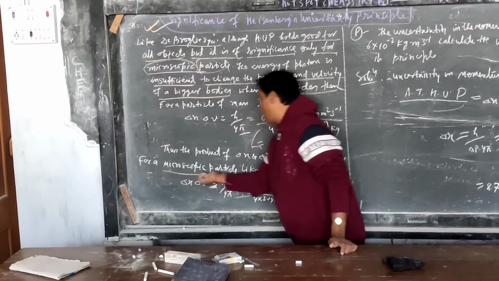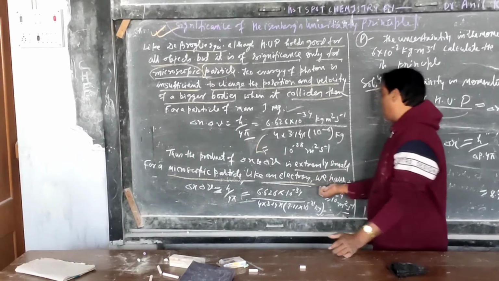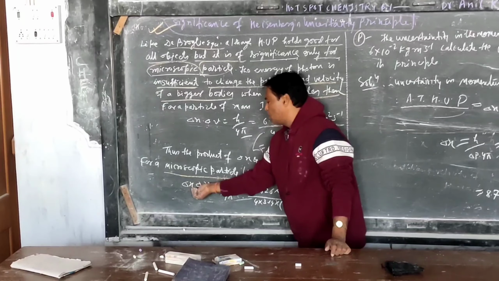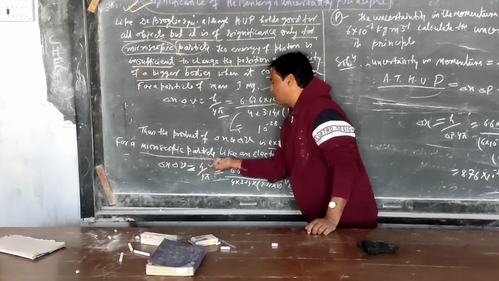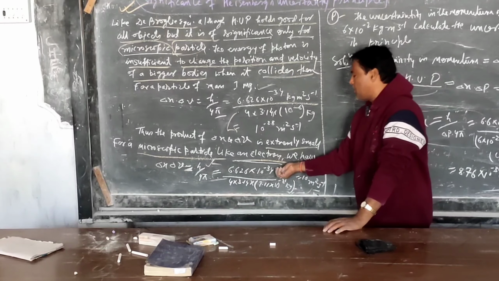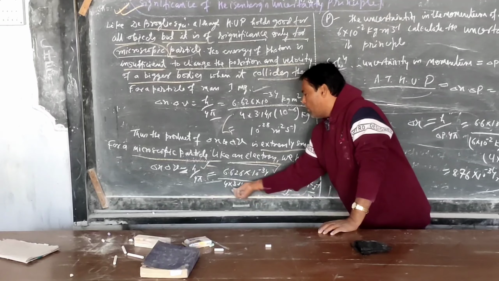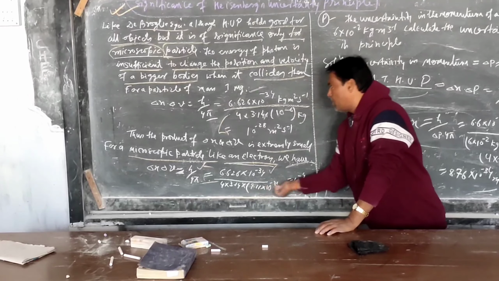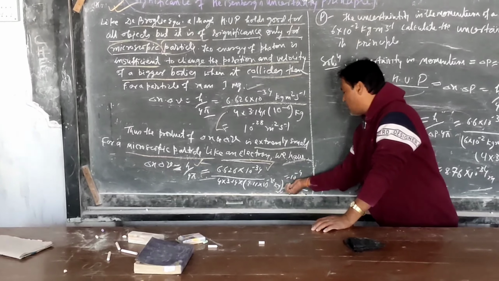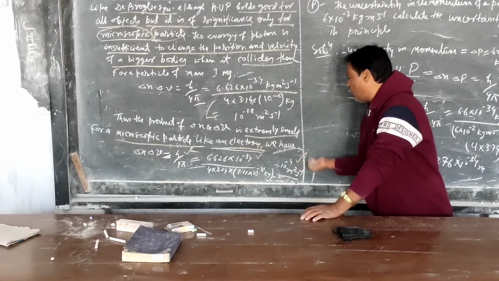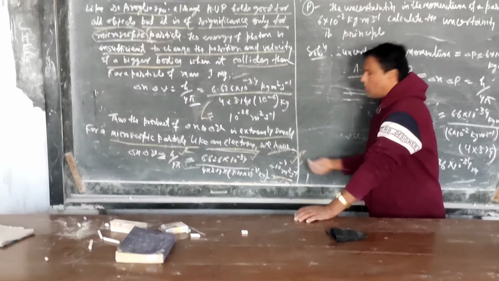For a microscopic particle like an electron, we have delta x into delta v is equal to h upon 4 pi. Put the value of Planck's constant, 6.626 into 10 to the minus 34, divided by 4 into 3.14 into the mass of the electron, 9.11 into 10 to the minus 31 kg. On calculation, we get 10 to the power minus 4 meter square per second.